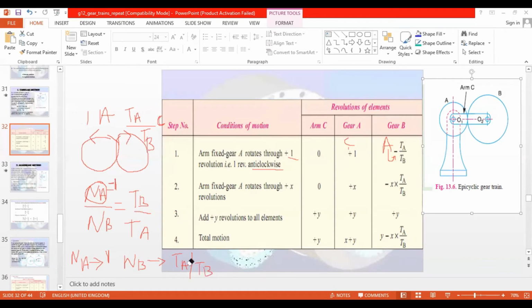So what will happen if A is making X revolutions? Arm fixed, A rotates through 1 revolution, B is at TA upon TB, anti-clockwise, so there's a minus. Now, arm fixed, gear A rotates through plus X revolutions. Here that was 1 revolution, now it is X revolutions, so we will simply multiply these entire values by X.